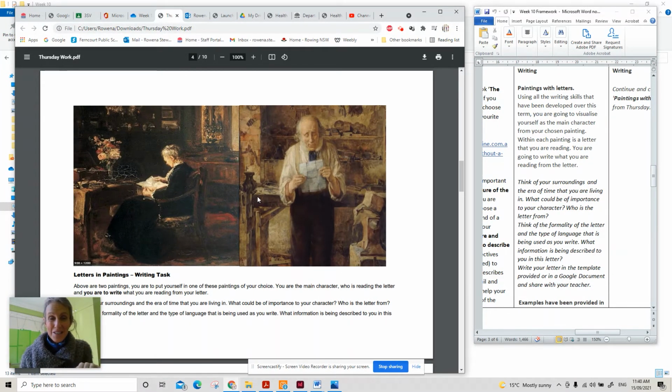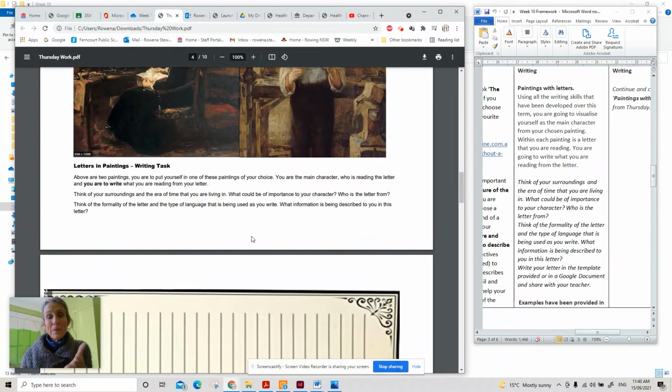And so this picture is actually attached to those two letters, an older sister and an older brother corresponding with each other via a letter. But imagine you can choose which picture you want to be in. You could use the one that's there, or you can choose anything you want. You're going to be the main character in it, and you are, who you're writing to. So you're going to have to address it, dear so-and-so, and tell them about your life. Go through the things, and it's giving you some little tips here. It says, think of the formality of the letter and the type of language that's being used as you write. What information is being described to you in this letter?